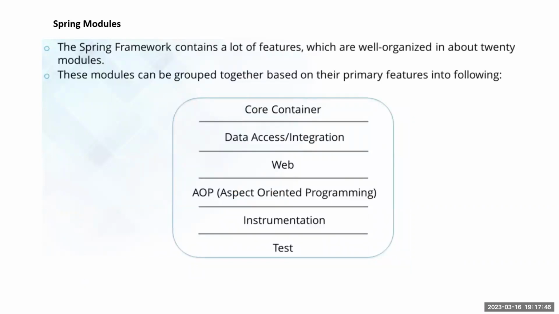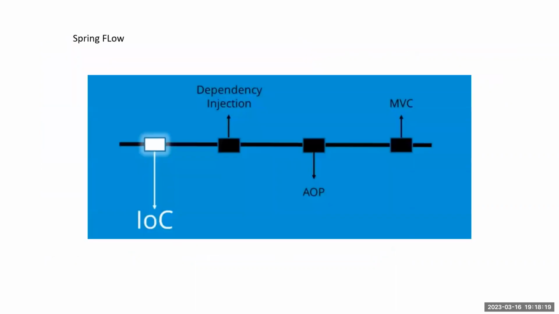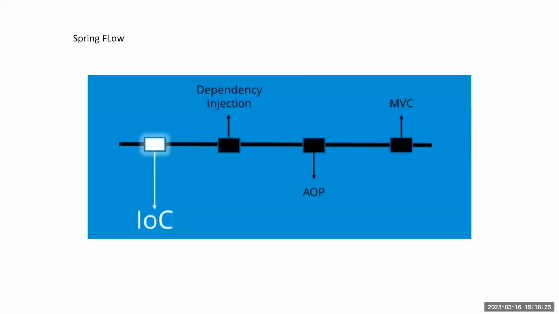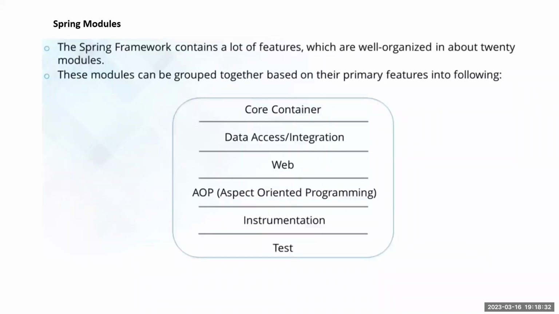These are the Spring modules that we saw. The Spring framework contains a lot of features which are well organized in about 20 modules. These modules can be grouped together based on the primary features into the following: whatever we discussed, core container, data access integration, web, AOP (aspect oriented programming), and instrumentation and test. We will cover each and everything using the Spring flow.